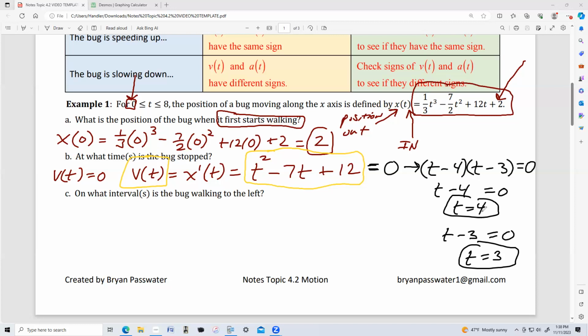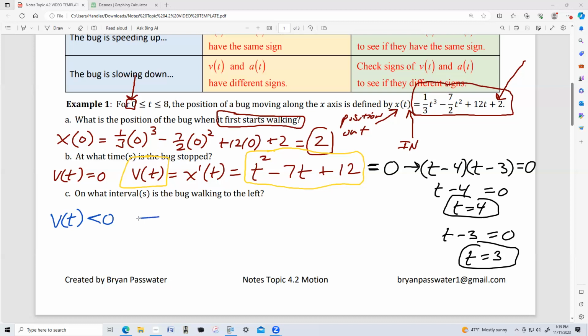All right. Next, on what intervals is the bug walking to the left? Well, if you use your notes above, walking to the left is when the velocity is defined as negative. So left is when the velocity v of t is less than 0, aka negative. Well, how to do this? The best way that we have come up with as calculus teachers is to make a sign chart. So I'll make the sign chart like the following.